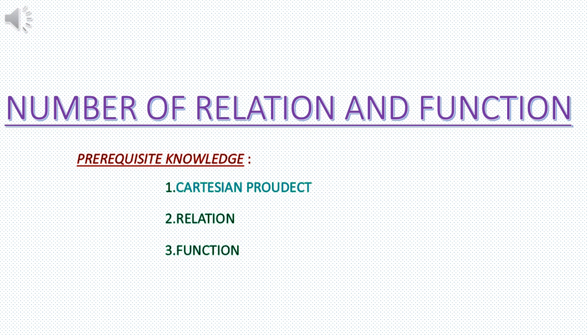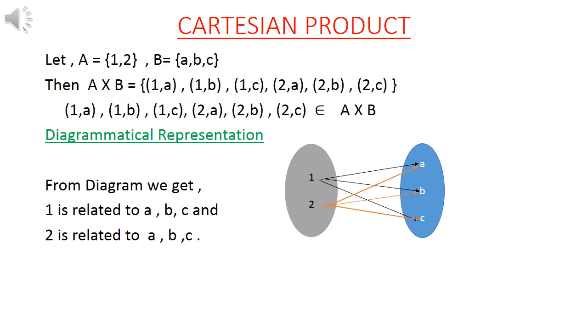In this class, we shall discuss how to find the number of relations and functions between two sets. Before this, we have to know about the Cartesian product, the definition of relation, and the definition of function. Next is the Cartesian product. Suppose there are two sets A and B. Elements of A are 1, 2 and elements of B are a, b and c.